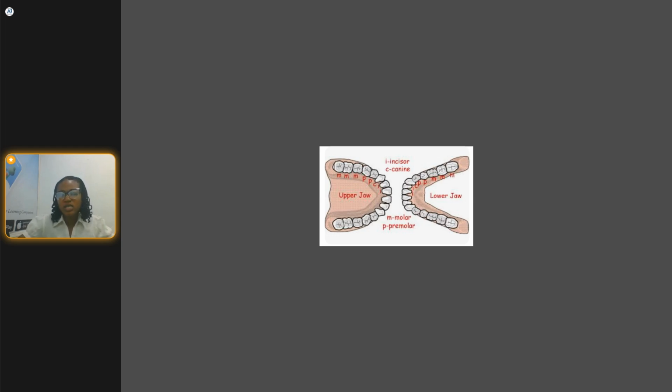Okay, so as you can see, this is for sheep. The function of the types are also the same. The incisor for cutting and biting. You can see the incisor here. We have the canine beside the incisor. You have the premolar, you have the molar. All right, so this is for sheep, also the same function as that of human being.